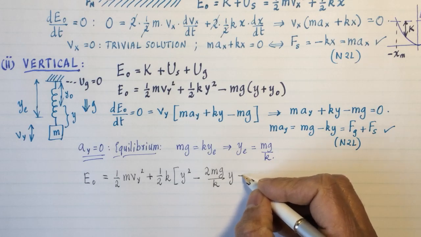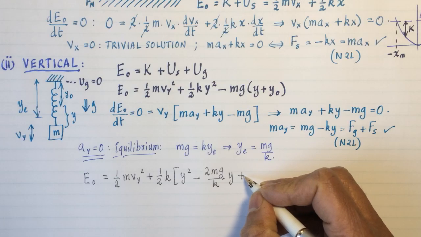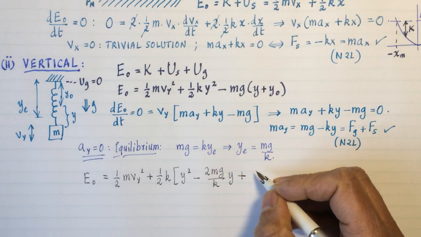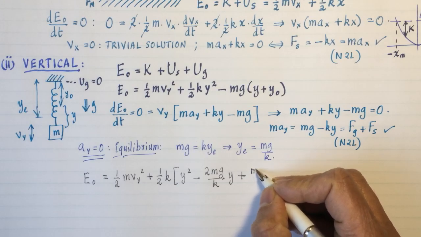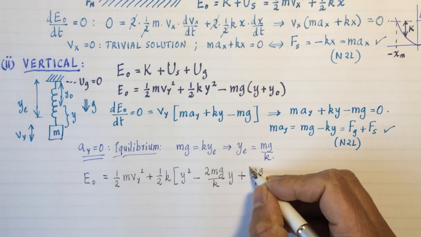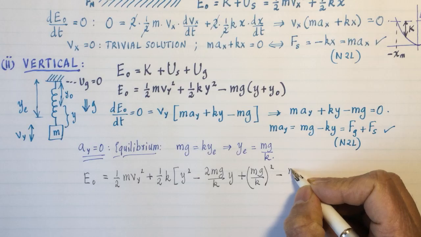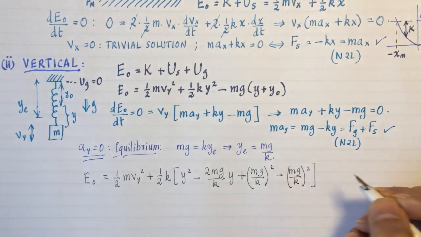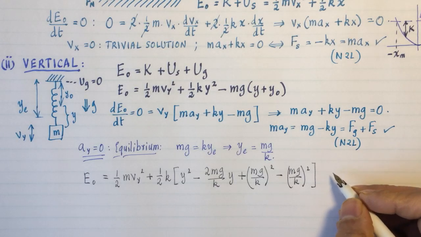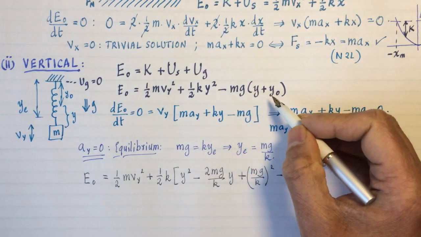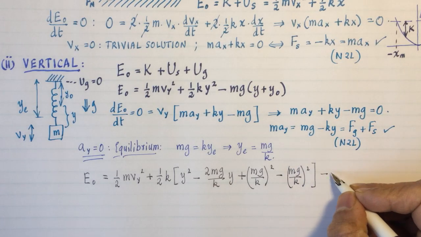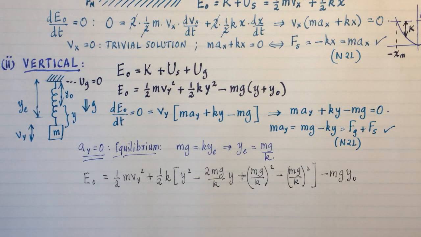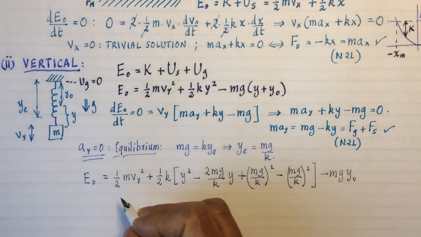And then I'll add and subtract b squared. This is a squared plus 2ab plus b squared. So I'm going to add and subtract b squared, which is mg over k squared minus mg over k squared. This is what you studied in earlier classes as the process of completing the square. And then I'm still left with this term mgy naught, which is just a constant energy term.